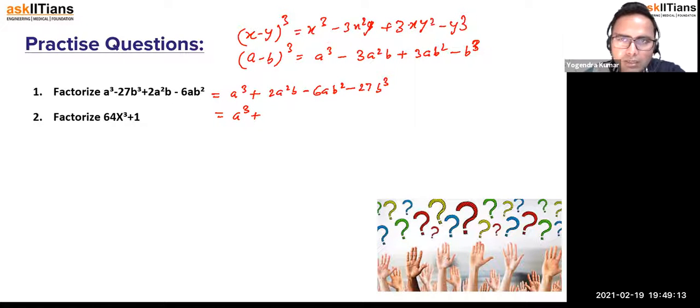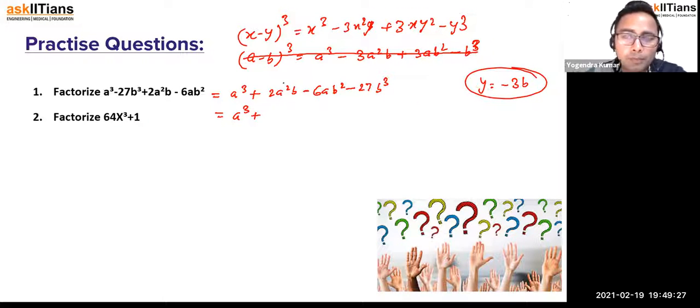So can you tell me what is y forming here? The cube term, right? y is basically minus 3b, because y cube will give you what? If you do y cube, you're going to get minus 27b cube. If you do the cube on both sides, you can see, right? Like that. So I need to have minus, or you can write plus also if you want.